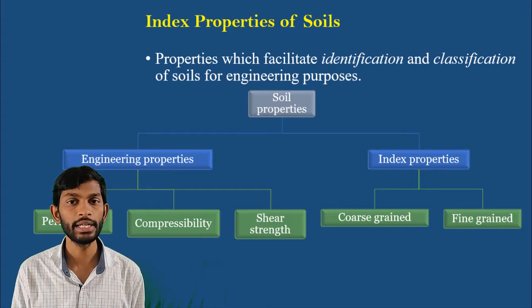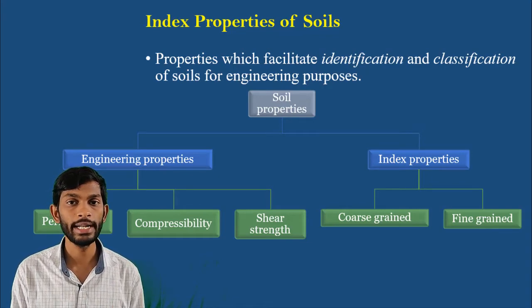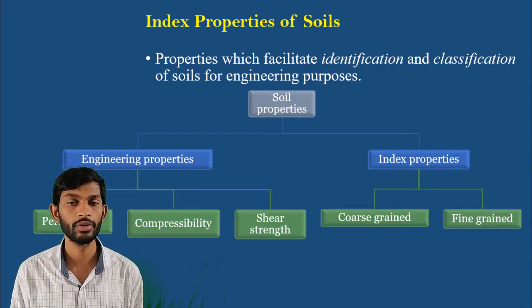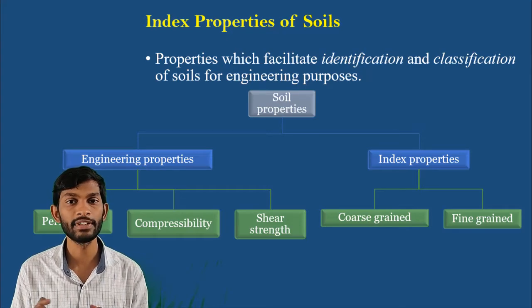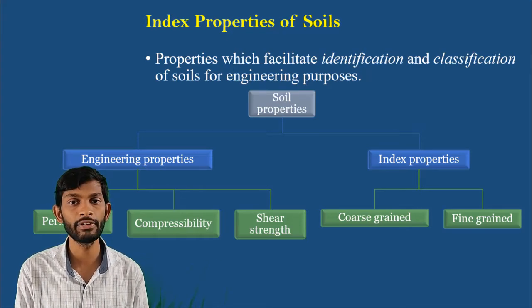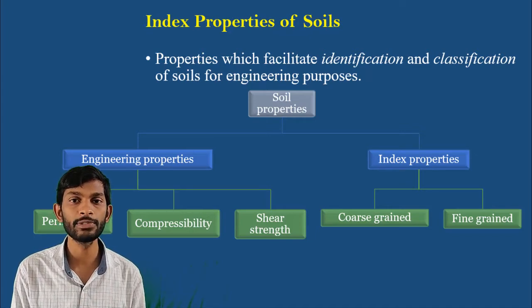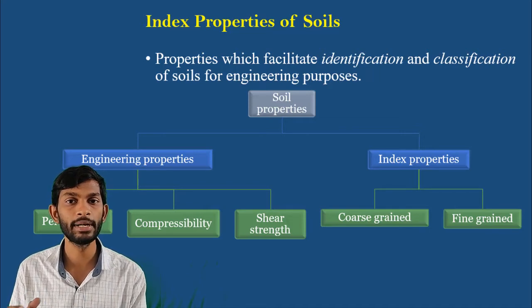So usually index properties can be defined as the properties which are helpful to identify a particular soil and to classify them into a separate group. Okay, so it is very important to identify a soil and to classify the soil. It is not just identification of soil that is more important. Once you identify the soil, it is very important to place the soil in the group it belongs to.